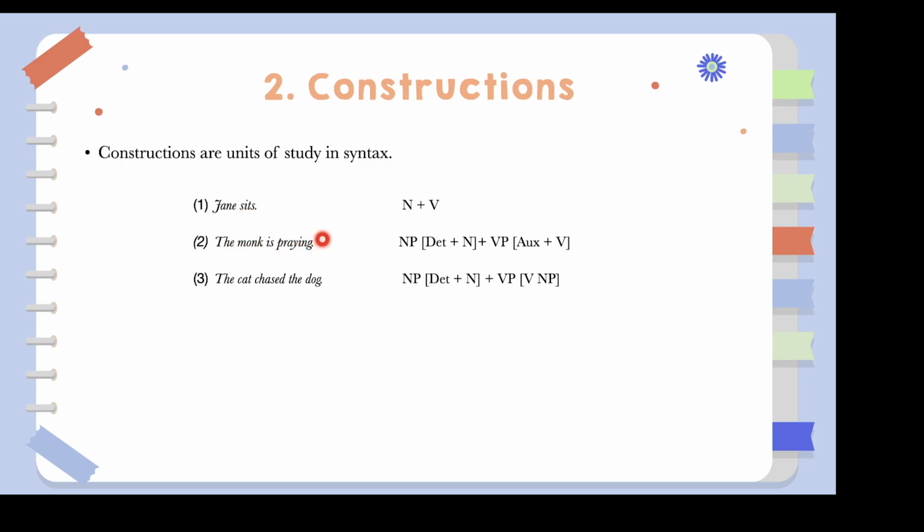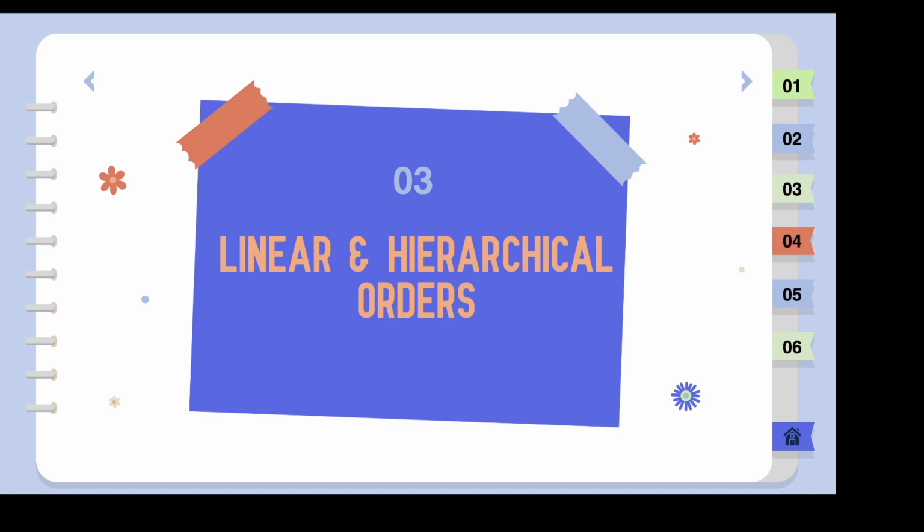Or take the monk is praying. We have the bigger construction, the sentence, and if we look into detail, we have smaller constructions like the noun phrase and the verb phrase. Inside the noun phrase we have two smallest constructions, the determiner, the, and the noun, monk. And in the verb phrase construction, we have smaller constructions like the auxiliary is and praying, the main verb. So basically, a construction is just a structure.